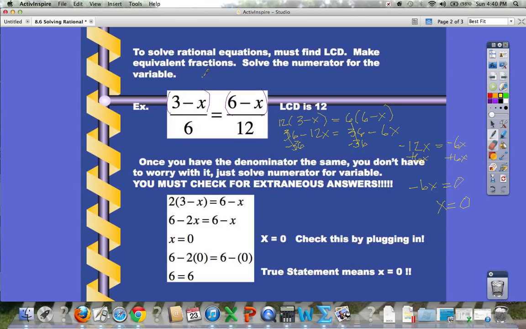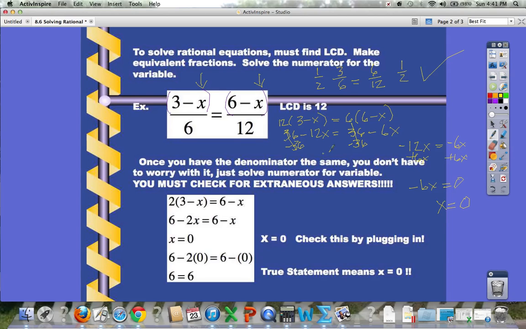So I would go back up here where there's an x, everywhere there's an x, and plug it in. 3 minus 0 is 3. 3 over 6 is what you're left with. 6 minus 0 is 6. 6 over 12 is what you're left with. Does 3 over 6 equal 6 over 12? Well, that simplifies to 1 half, and that simplifies to 1 half, so yes, that is true. If it's a true statement, then that is an answer, one of your solutions. If it is not, then it is an extraneous answer.